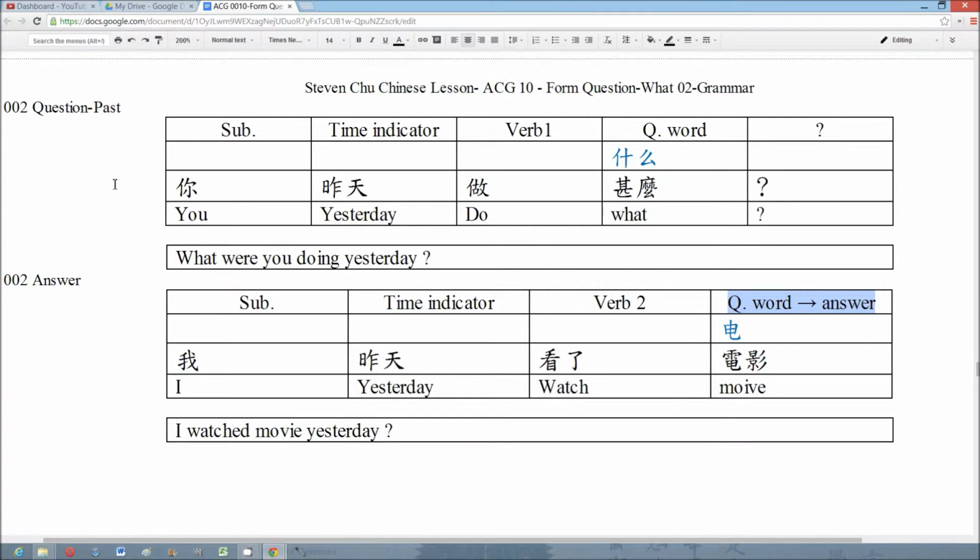And you can also find that they have different subjects, and they also have different verbs to use in the question and the answer, and also use the answer to replace the question word. And the time indicator used in this example is to show the time of the past action. And you can also add the word 了 after the verb to emphasize that it is a past tense.